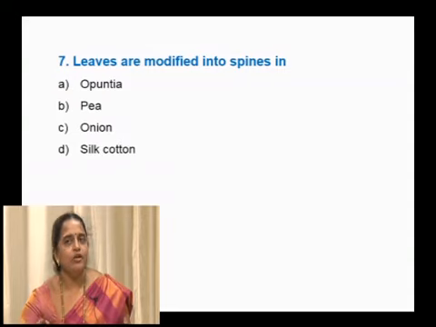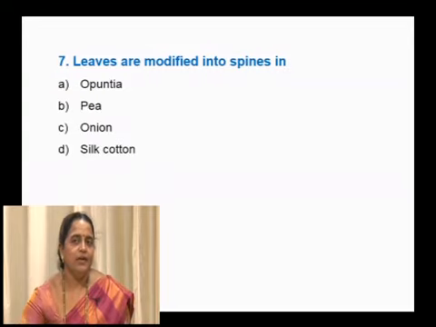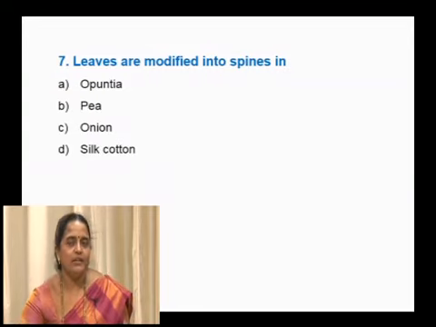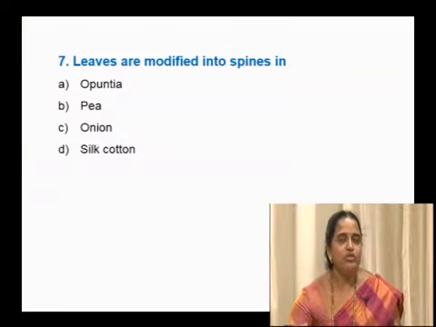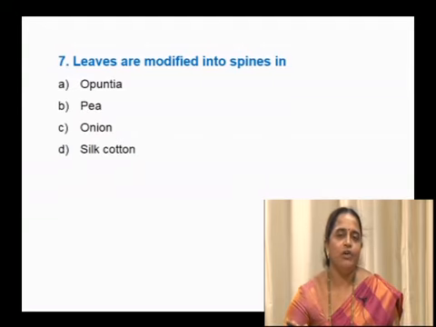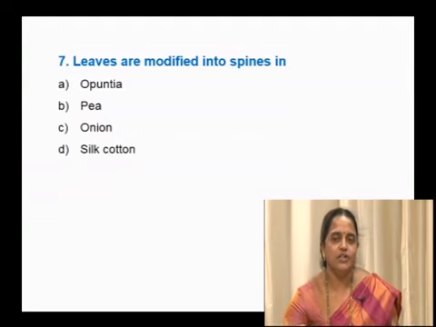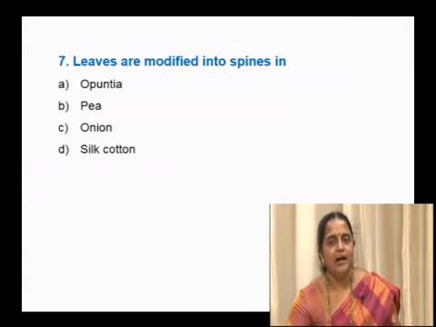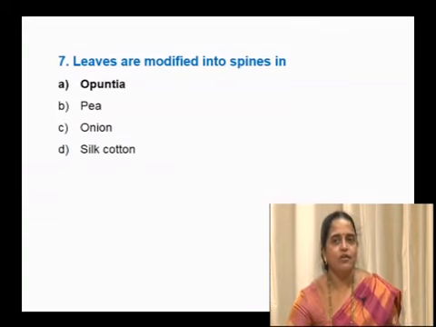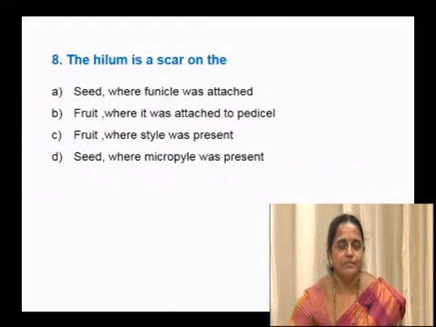Leaves are modified into spines in. So, if you look at the options, the pea, onion and silk cotton, these are the mesophytes. They grow where the water is abundant. The Opuntia is a plant adapted for xeric condition, where the stem is modified as phylloclade and the leaves are modified into spines. So, the correct option is Opuntia.